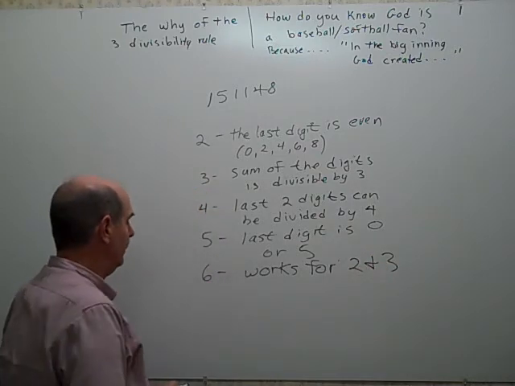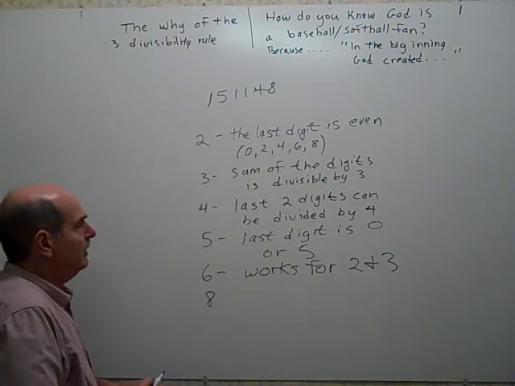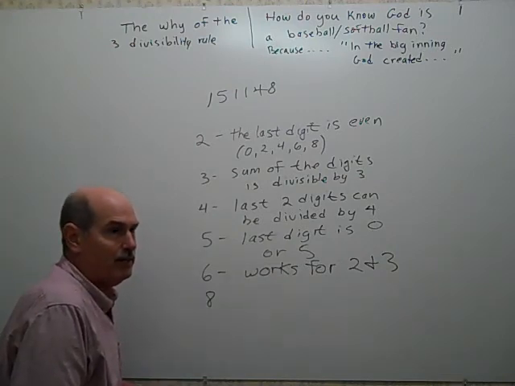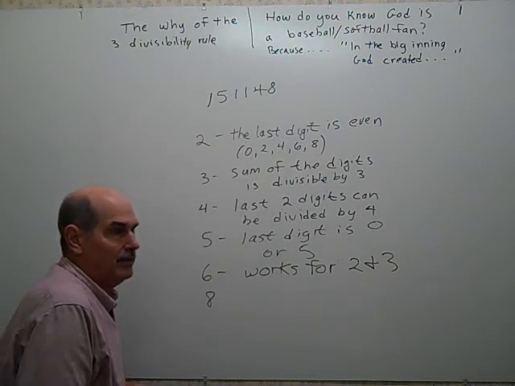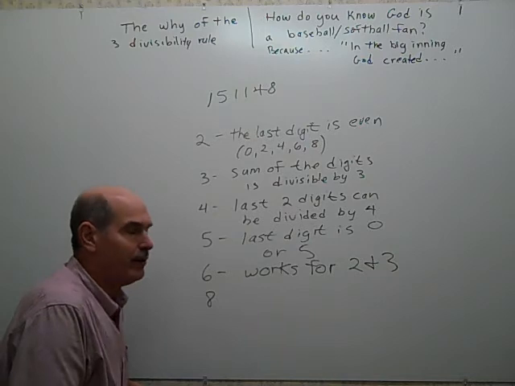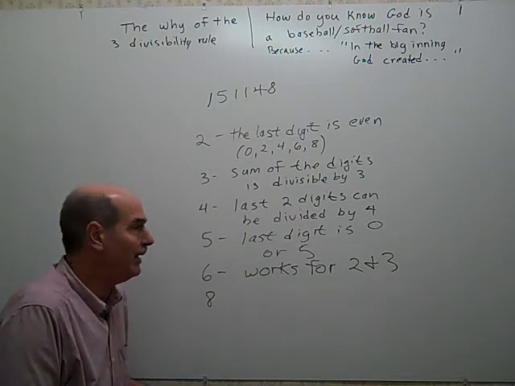If it works for 2 and 3, it'll work for 6. The test for 8 is similar to the test for 4, but 8 doesn't go evenly into 100. 8 times 12 is 96. 8 times 13 would be 104. And we're going to skip over 100, but 8 does go evenly into 1,000, 125 times. 8 into 1,000 is 125.